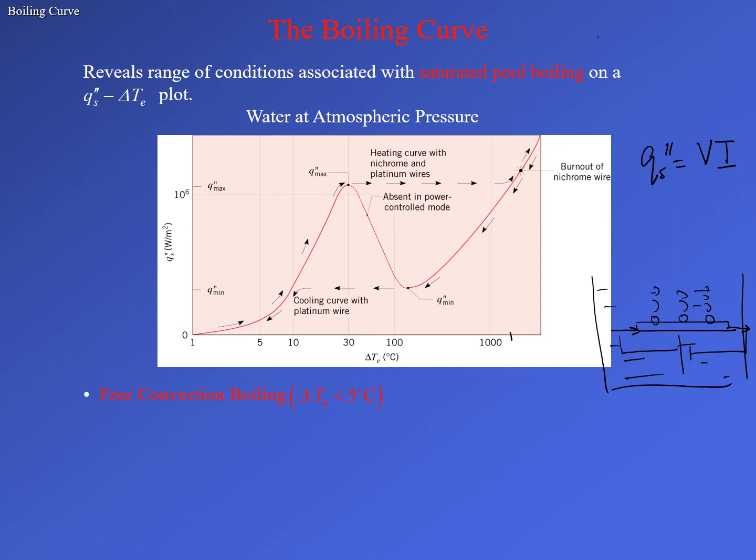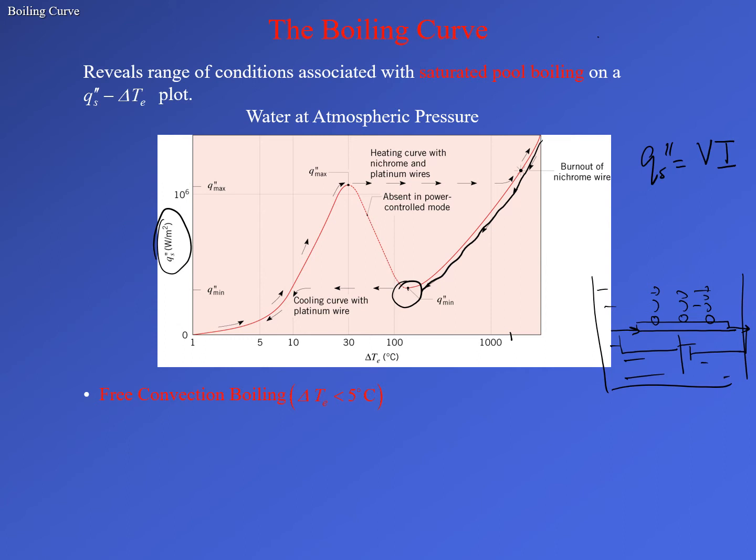And then we measured the surface temperature of the platinum wire while reducing the potential difference across the wire, versus the power loss or the heat loss from the wire. We traced this curve for QS double prime versus delta T excess, and then there was a point called Q double prime min. That is a minimum value that we obtain, at least the local minimum here.